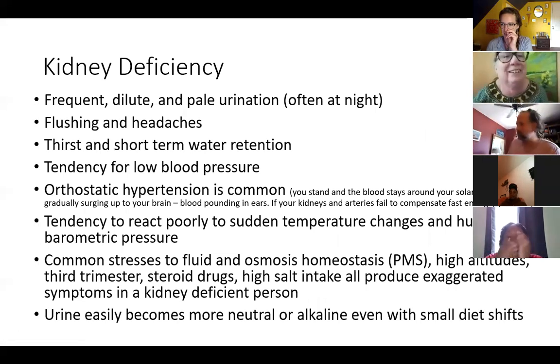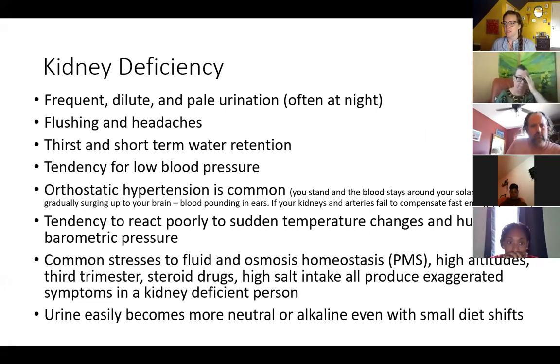Okay, so moving into kidneys. Kidney deficiency. This would be frequent, dilute, pale urination, often at night, flushing and headaches, thirst and short-term water retention, tendency for low blood pressure. Things aren't moving very well. And at night when things really do relax, that's why it's often at night, because things finally get to the point that they relax and they kind of break, right?